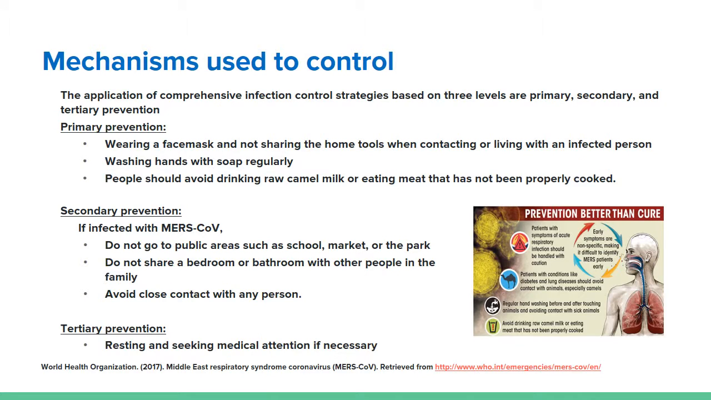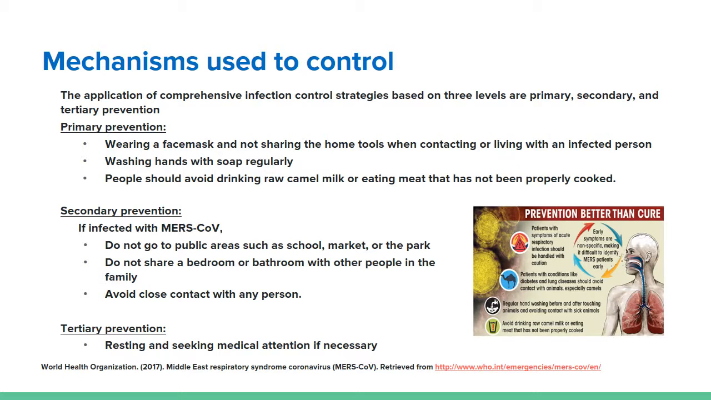Mechanism used to control. Prophylactic measures to prevent the MERS-CoV from extending over a wide-reaching area depend on knowledge of the risk of contamination, including the possibility of MERS-CoV infection for an infected person, caregivers, and the family members of the infected. The application of a comprehensive infection control strategy is based on three levels: primary, secondary, and tertiary prevention.